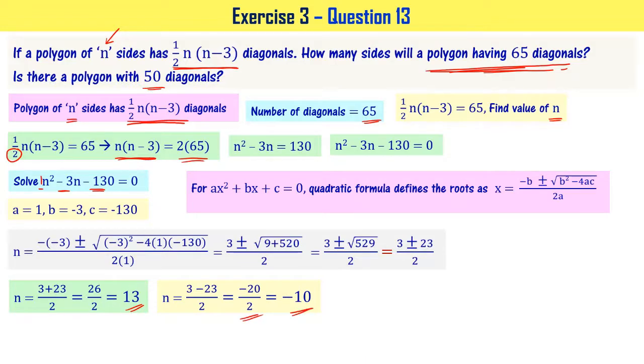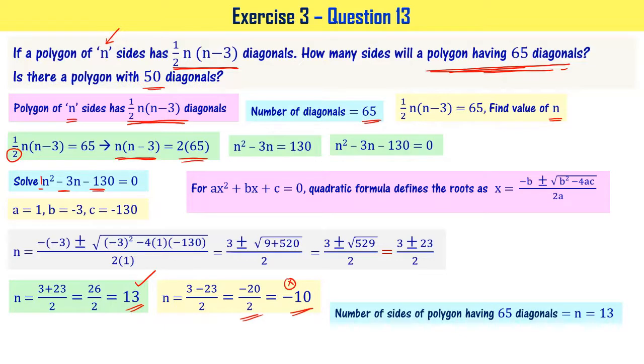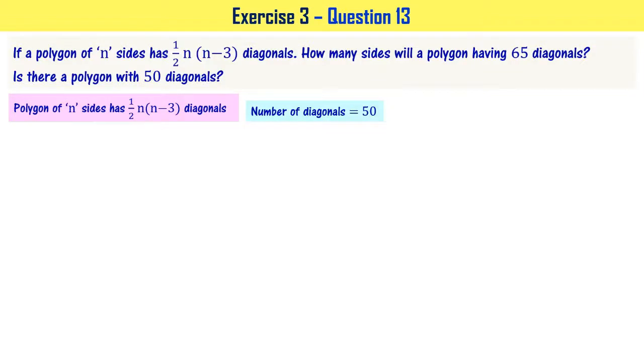The number of sides cannot be a negative number. That's why n equal to 13 is going to be the answer, right? It means we have to say that the number of sides of polygon having 65 diagonals is 13. Meaning if you construct a polygon of 13 sides, it is going to have 65 diagonals. Got it? Now let's look at the second part of the problem statement. Is there a polygon with 50 diagonals?